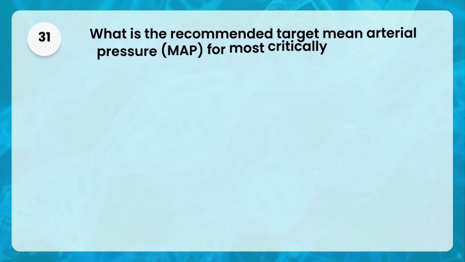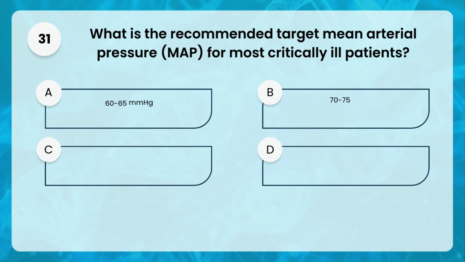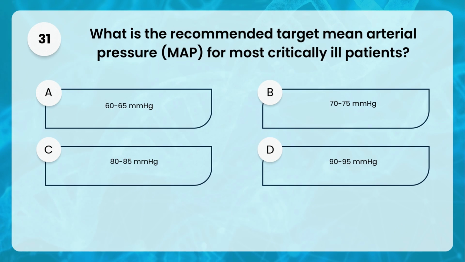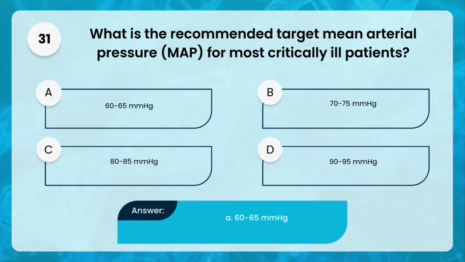31. What is the recommended target mean arterial pressure, MAP, for most critically ill patients? A. 60 to 65 millimeters mercury, B. 70 to 75 millimeters mercury, C. 80 to 85 millimeters mercury, or D. 90 to 95 millimeters mercury. The answer is A. 60 to 65 millimeters mercury.